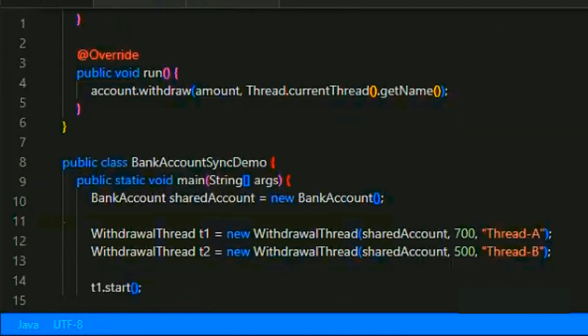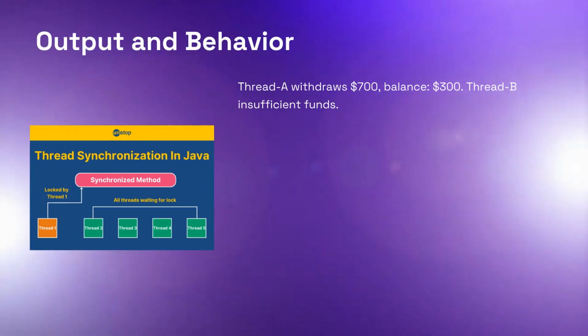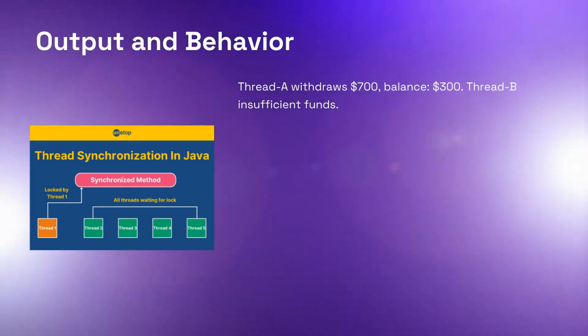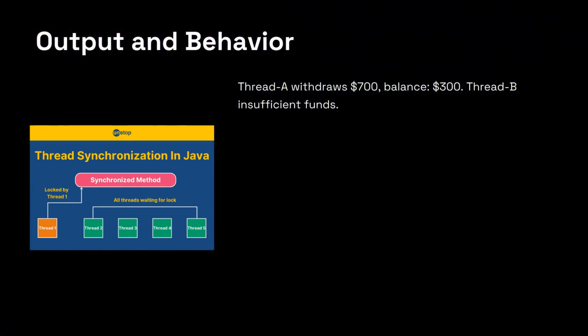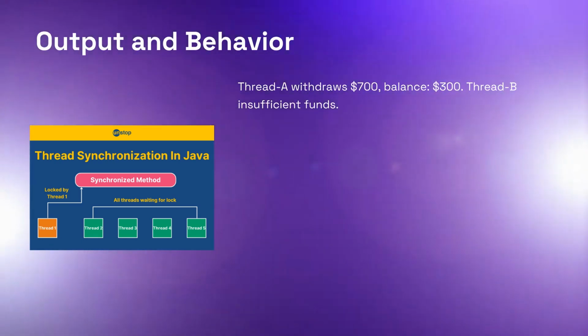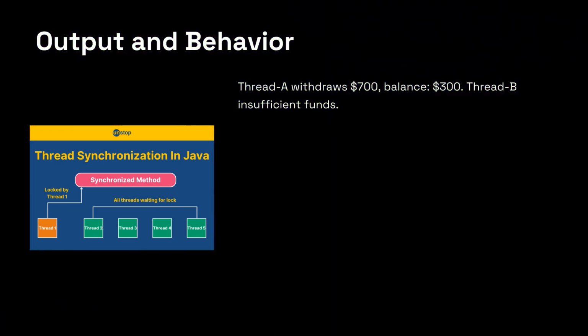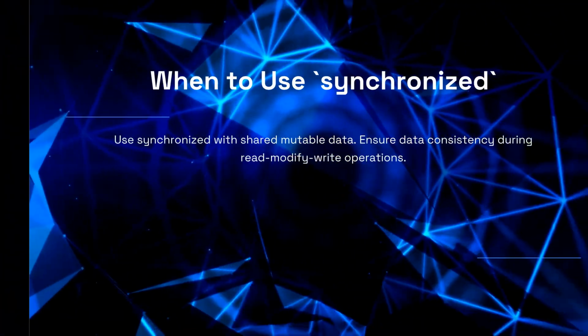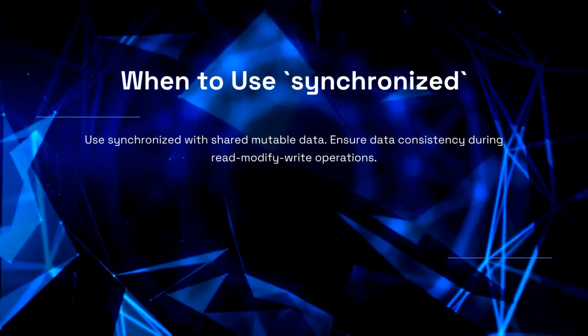Let's see what the output might look like. Thread A is going to withdraw $700. Thread A completed withdrawal, remaining balance $300. Thread B cannot withdraw due to insufficient funds. The synchronized method worked. Only one thread was allowed to withdraw successfully.